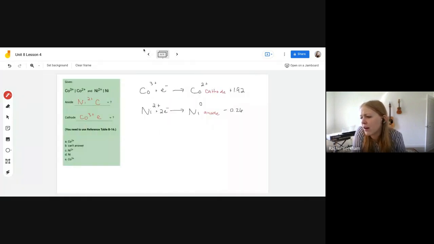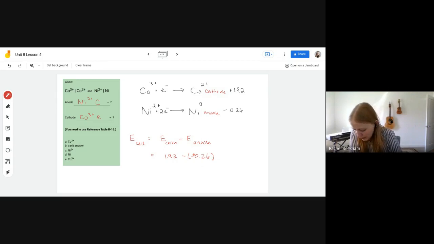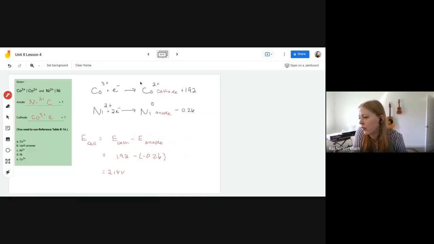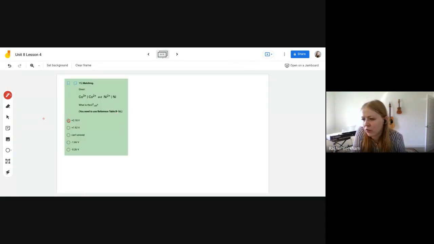Okay, and now it asks us to calculate. So again, we're just going to do E cell equals E cathode minus E anode for this part. So it's going to be 1.92 minus negative 0.26. Okay, so 1.92 plus 0.26 is 2.18 volts. So the answer to the second part is 2.18 volts.